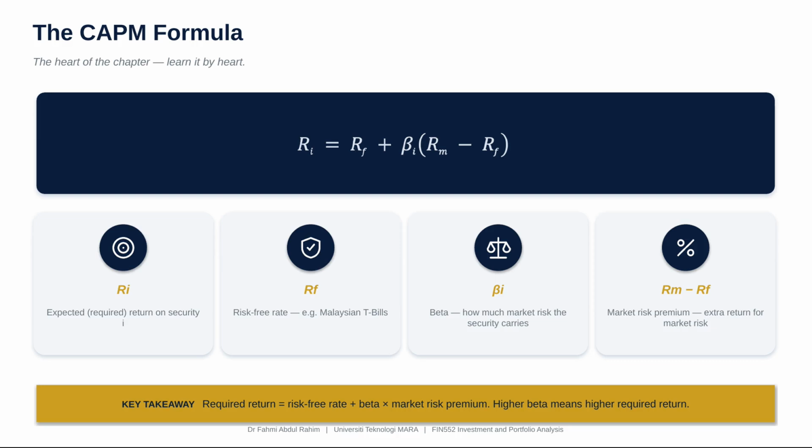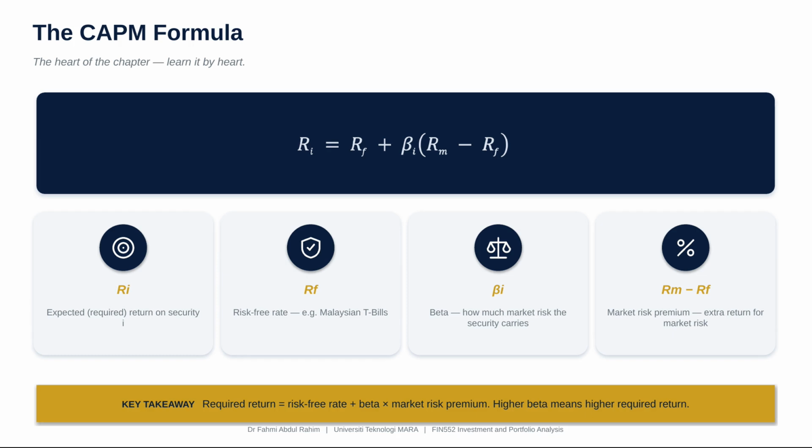This is the heart of the entire chapter, the CAPM formula, and I want you to learn it by heart because almost every calculation flows from it. Read it slowly. The required return on a security, R sub I, equals the risk-free rate, R sub F, plus beta, the Greek letter beta, with subscript I, multiplied by, in brackets, the market return R sub M minus the risk-free rate R sub F.